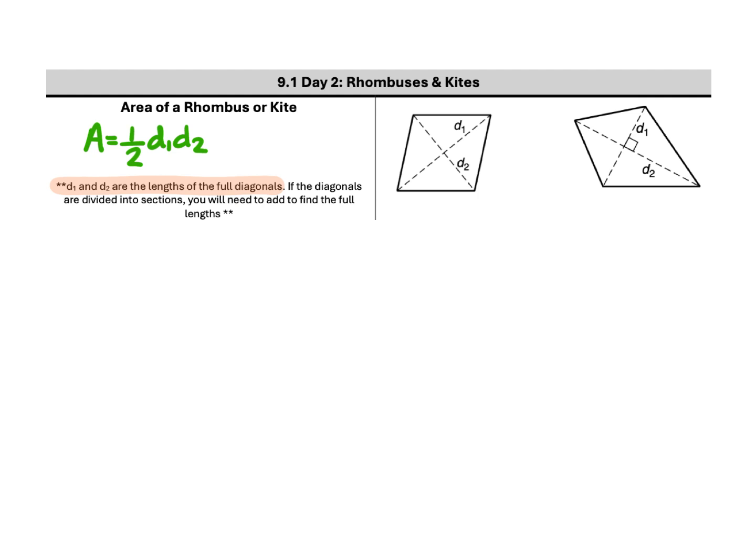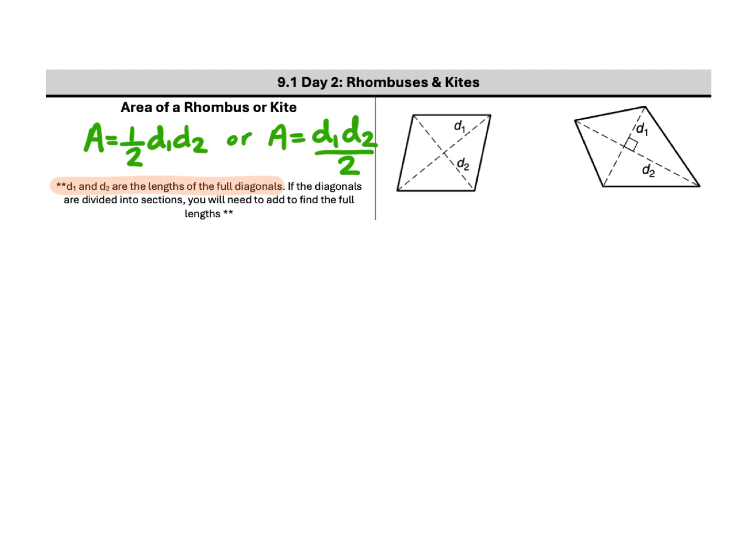Another way that you can write the formula for the area of a rhombus or kite is, instead of the half, you can just do area equals d1 times d2, and then divide that result by 2. Dividing by 2 is the same as multiplying by a half.